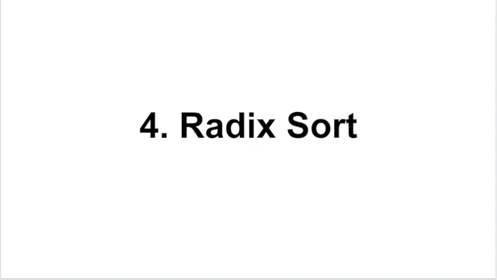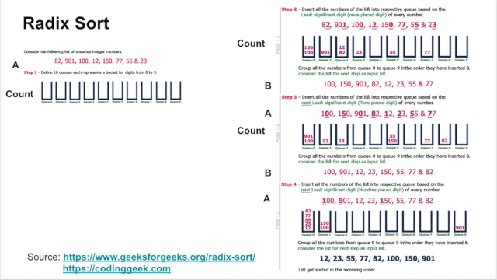Then we have Radix Sort. Here we have an example of a Radix Sort. How does it work? For Radix Sort, we have an initial array. This initial array is unsorted, and this method is considering the arrangement or the sorting of the elements, but this is very peculiar because it uses the digits.